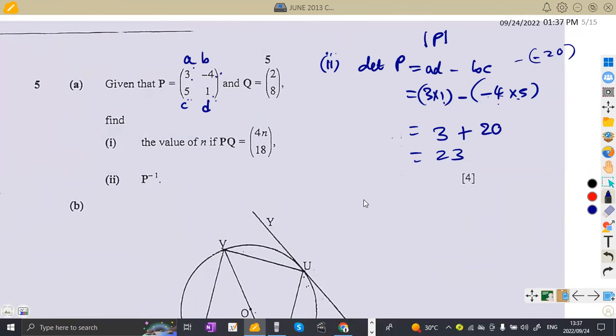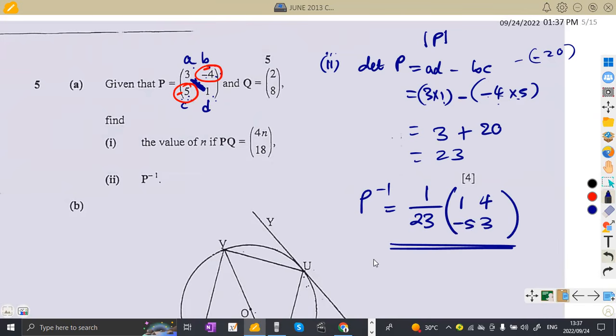So from the determinant, therefore, the inverse of P now is going to be 1 over the determinant, which is 1 over 23. Remember what happens in the major diagonal between A and D. These two, they will interchange. So it's going to be 1, 3. In the minor diagonal, you multiply each by negative. So you multiply this by negative, you multiply this by negative. Okay, so negative times negative 4 is positive 4. Negative times 5 is negative 5. So that is the inverse of a matrix. Simply like that, we have got the inverse of P.